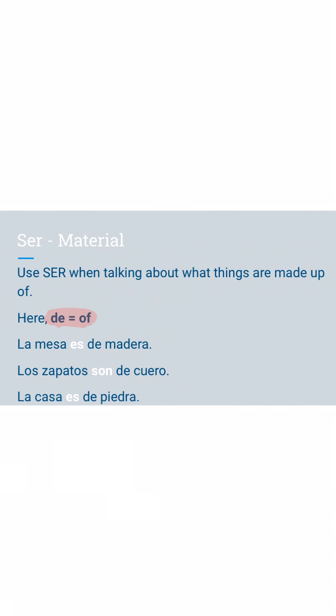But in this case, here we go. We have la mesa es de madera, or the table is of or made of wood. I have los zapatos son de cuero, or the shoes are of leather, or the shoes are made of leather. And then I have la casa es de piedra, or the house is of stone or made of stone.